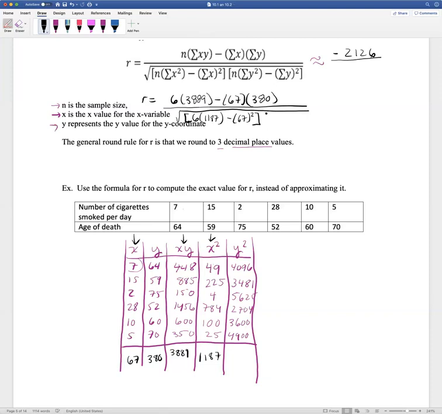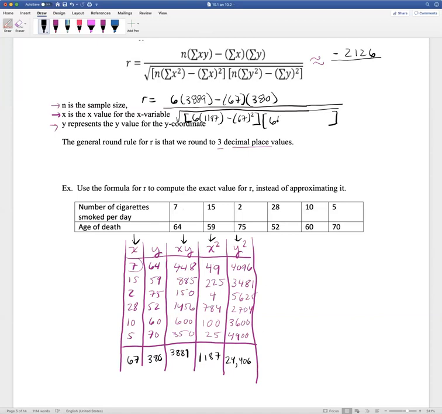So that's times, let me drag this out for a little bit, N, which again is 6 ordered pairs, times sum y squared. We don't know what the y squared values sum to yet, so let's figure that out. We have 4,096 plus 3,481 plus 5,625 plus 2,704 plus 3,600 plus 4,900, and I get 24,406.